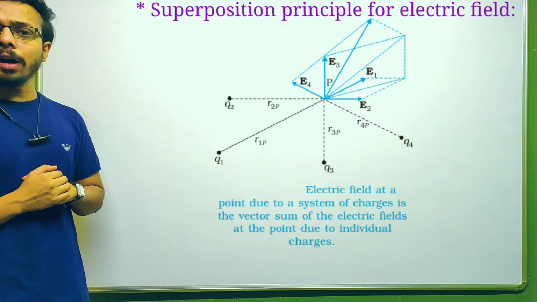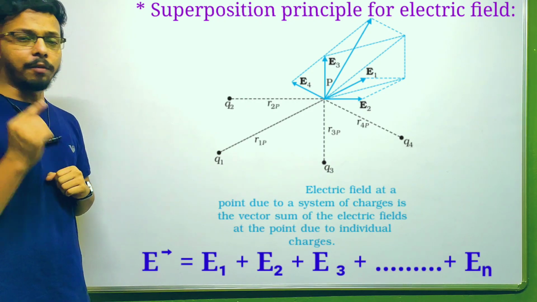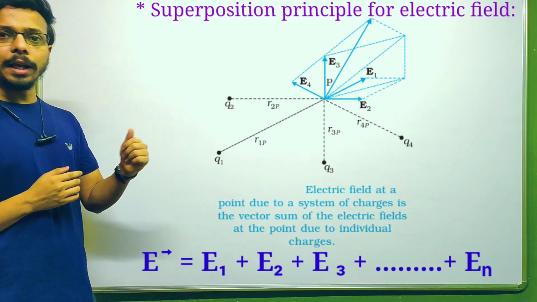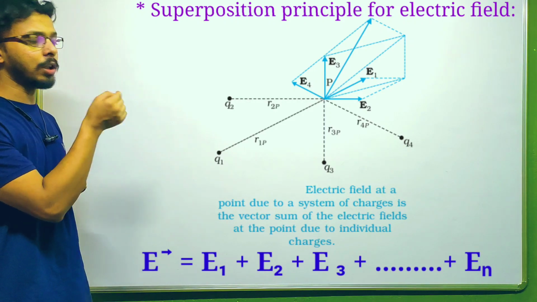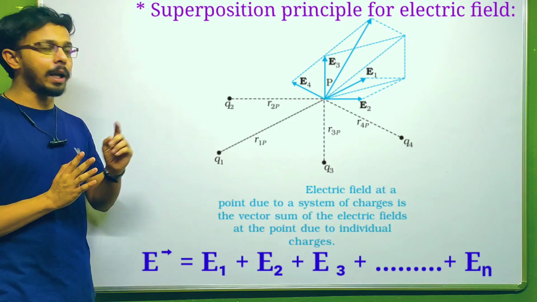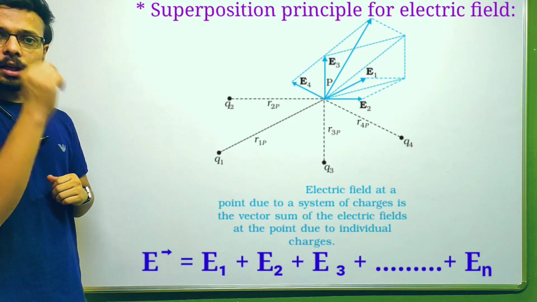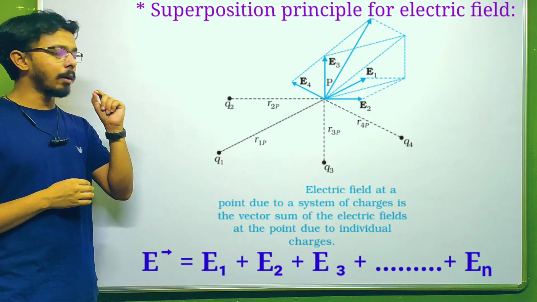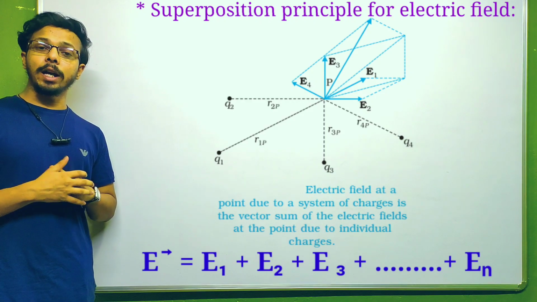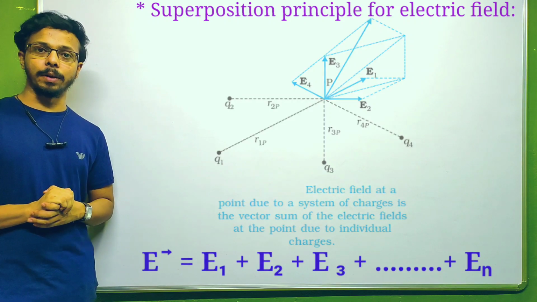That is, the total electric field at point P is E equals E1 plus E2 plus E3, and similarly it goes up to En. What is E1? E1 is the electric field at point P due to charge Q1. E2 is the electric field at point P due to charge Q2. E3 is the electric field at point P due to charge Q3. And En is the electric field at point P due to the nth charge in the system. So in this way we can calculate the resultant field in the system by using the superposition principle.